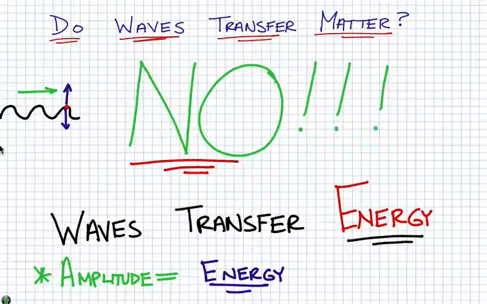And last but not least, waves do not transfer matter. If you take a look at it, as I said over here, the actual particles themselves, they move up and down. They're not moving left to right. The waves actually transfer energy. You move your hand on one end, your hand has kinetic energy. That kinetic energy is being transferred through the medium via a wave. And if you want to know how much energy a wave has, look at its amplitude.